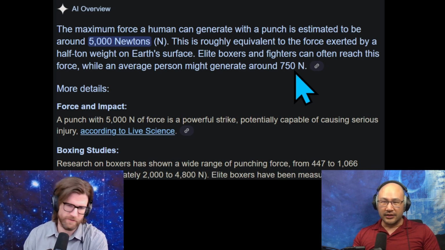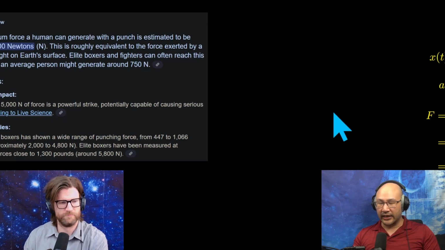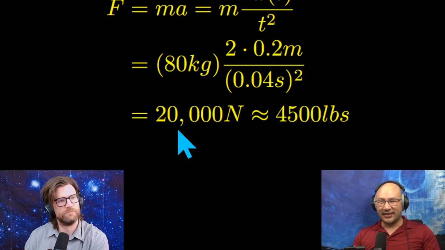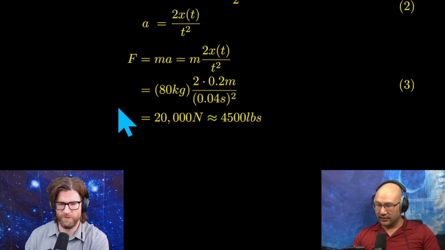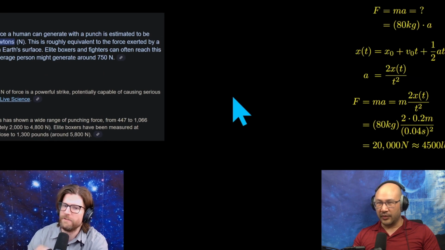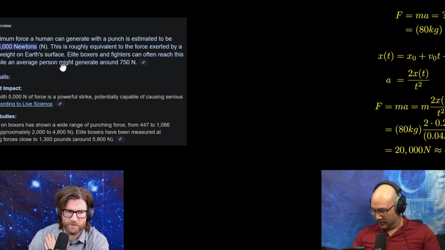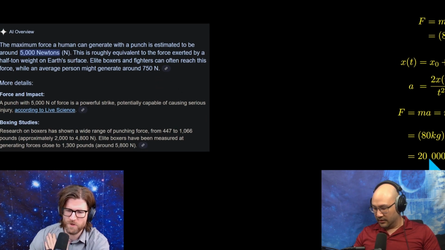Right. And so I guess the question is, if this is elite boxer at 5,000 newtons and K2SO is 20,000 newtons, that's a factor of 4? 4, yeah. So 4 times 5 is 20,000. Or compared to a regular person? 20,000 divided by 750 newtons. Let's round that just to 1,000, about 20 times a normal person.